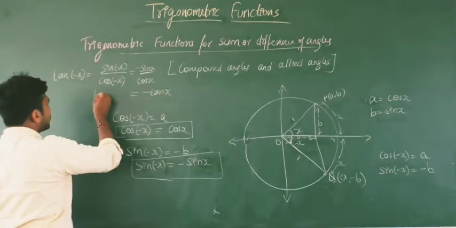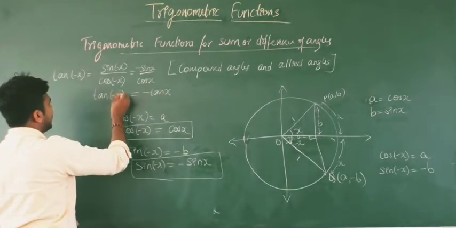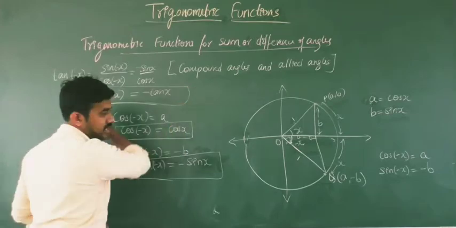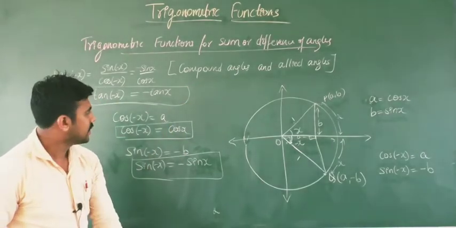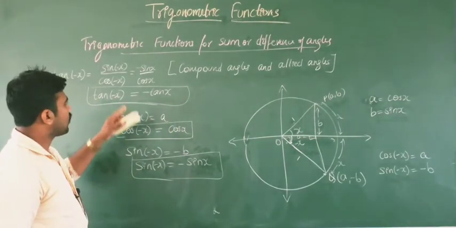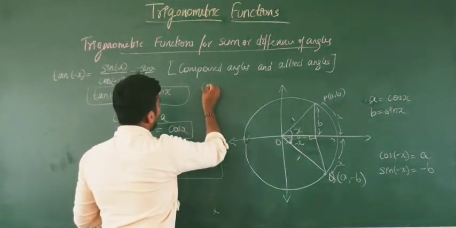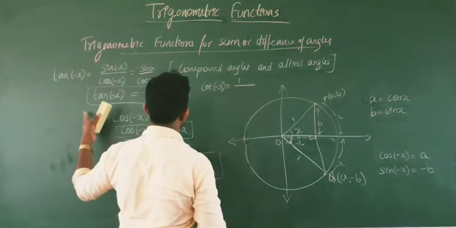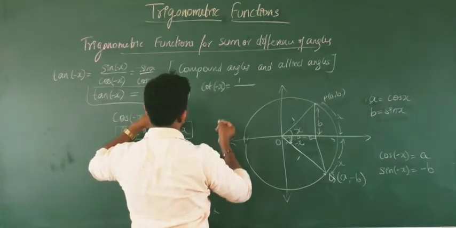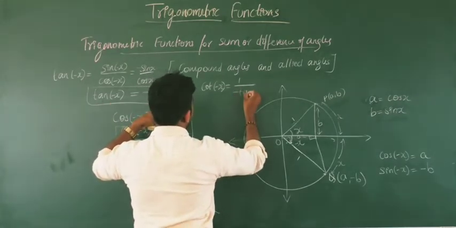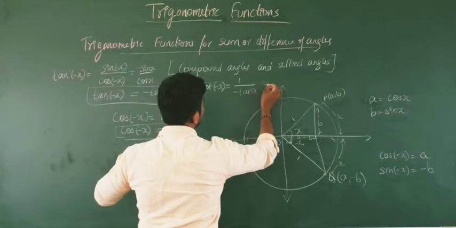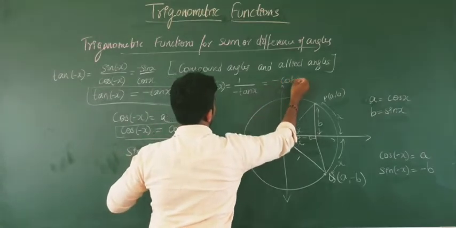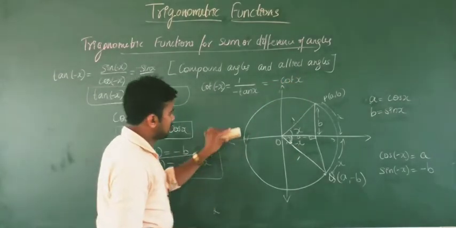So tan of minus x is nothing but minus tan x, isn't it? Similarly, next we need cot of minus x. Cot of minus x is nothing but the reciprocal of tan of minus x. Its value is minus tan x, so this is nothing but minus cot x.